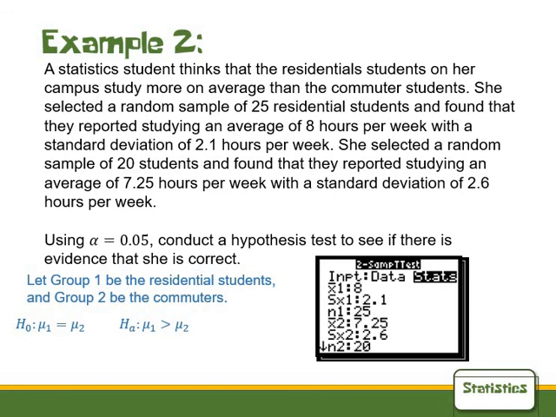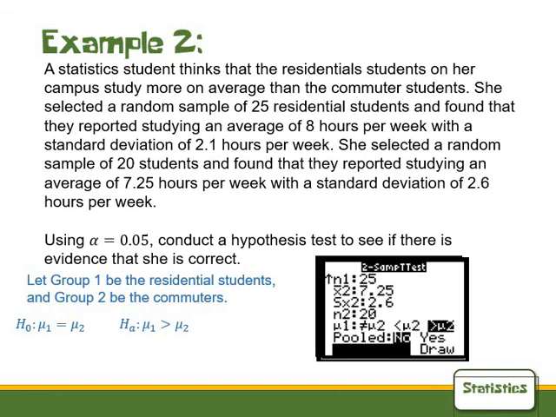So we have the stats. We enter x1 bar is 8, the sample standard deviation for group 1 is 2.1, and their sample size is 25. X bar 2 is 7.25, the standard deviation 2 is 2.6, n2 is 20. Scroll on down and you have your alternative hypothesis where you're comparing mu1 to mu2. That's the way the Texas Instruments calculator does it. So we're going to choose greater than. Mu1 is greater than mu2 was our alternative hypothesis.